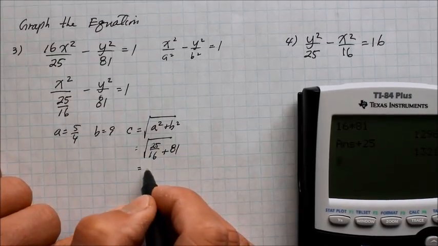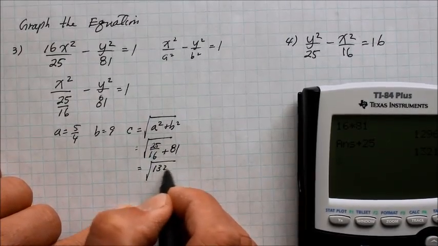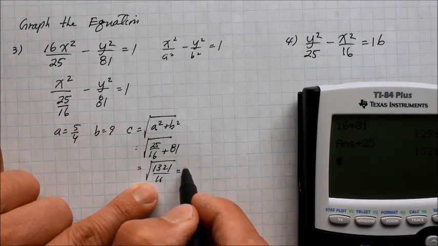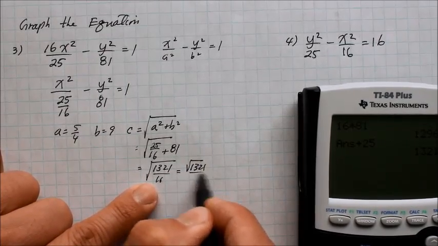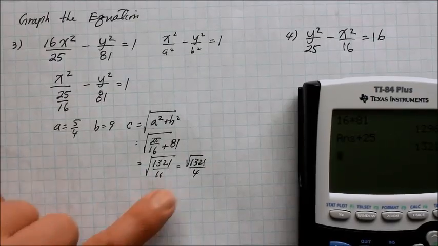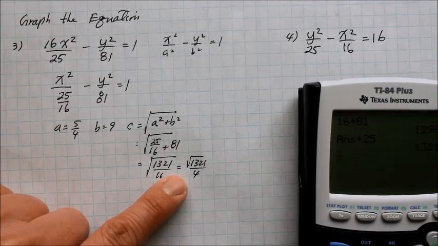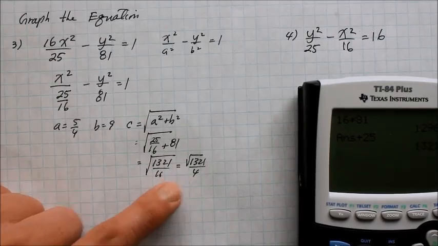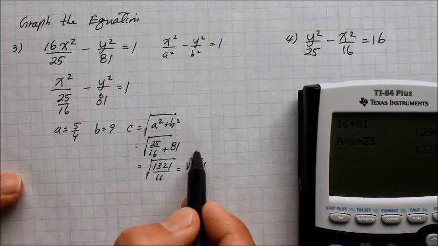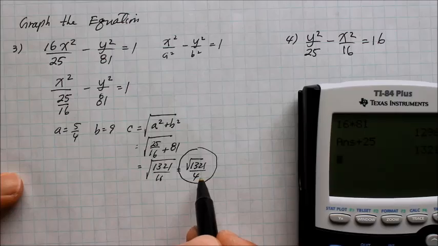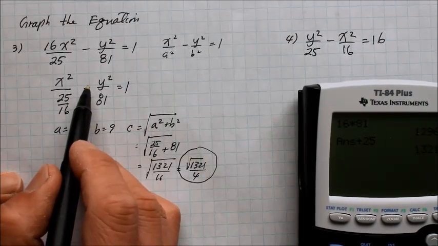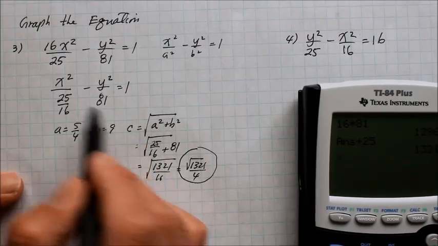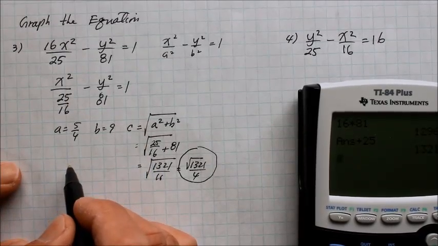So that is the square root of 1321 over 16. But I know what the square root of 16 is, so I could say the square root of 1321 over 4. Now, is 1321 divisible by something? I'm sure, but I don't think I want to really spend the time. So anyway, this is going to be my foci. And this one is going to have a transverse axis horizontally, so it's going to have a hyperbola opening left and right. So we could start graphing.